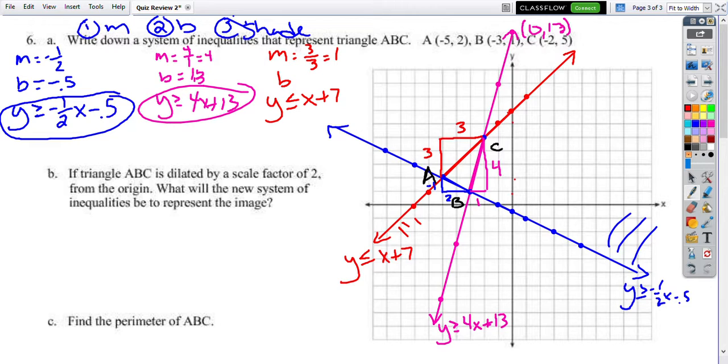Okay. So there's our 3 inequalities. So that's what we're doing. What's the slope? What's the y-intercept? So continue the line of the slope up the line there to figure out where it crosses the y-axis. And then which way would you shade?